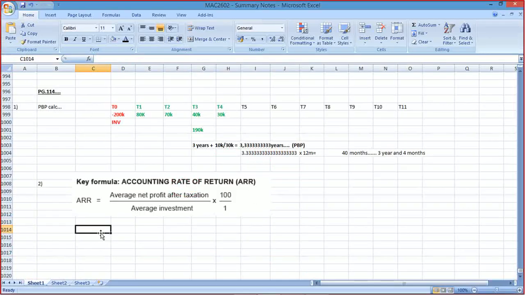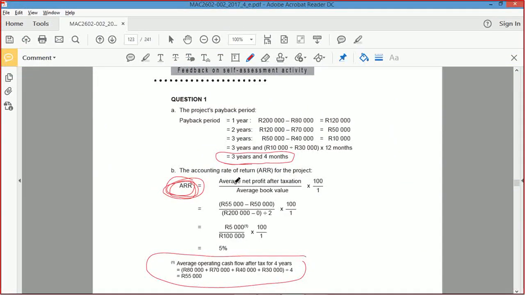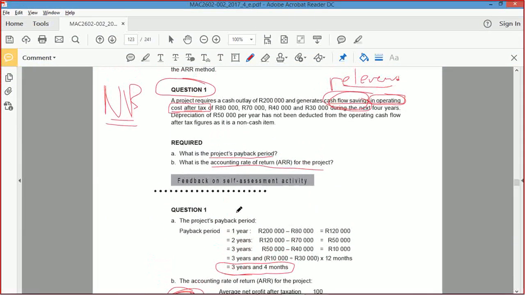So there's the average. Average net profit after tax: 80 plus 70 plus 40 plus 30 divided by 4 equals 55. So that's the average net profit after tax. I see they've subtracted 50 here because they said in the question depreciation of 50 per year has not been deducted from the operating cash flow after tax figures as it is a non-cash item.